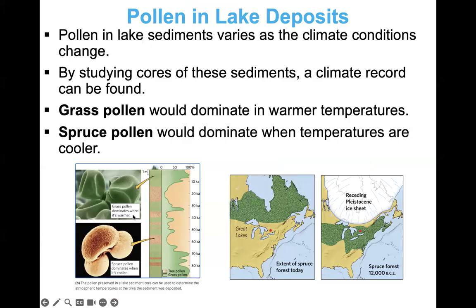Last part is pollen. Pollen also can give you an idea about the climate. For example, grass pollen dominates in warm temperature. Right here, for example, this is warm temperature, as opposed to spruce pollen, which dominates at a cooler time. And if you look at this curve right here, you can see times that are colder, warm, cold, warm, and so on and so on. So you'd be able to find also this kind of historical record of the temperature using pollen.